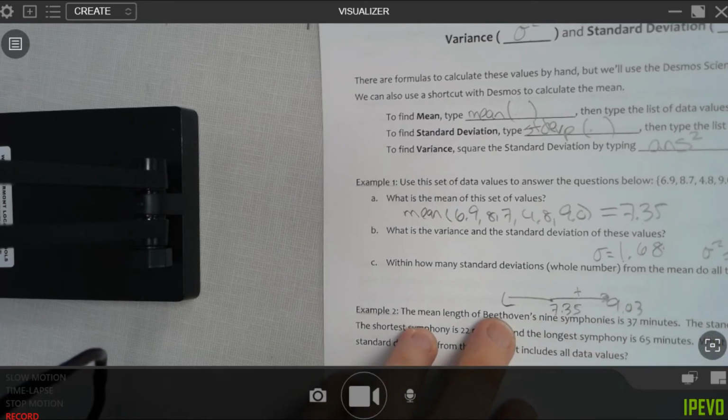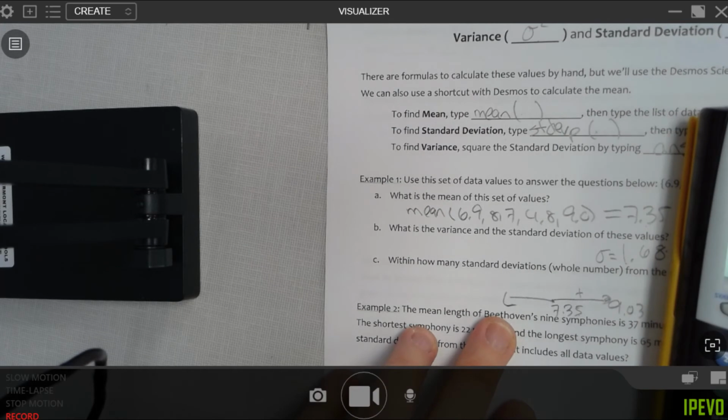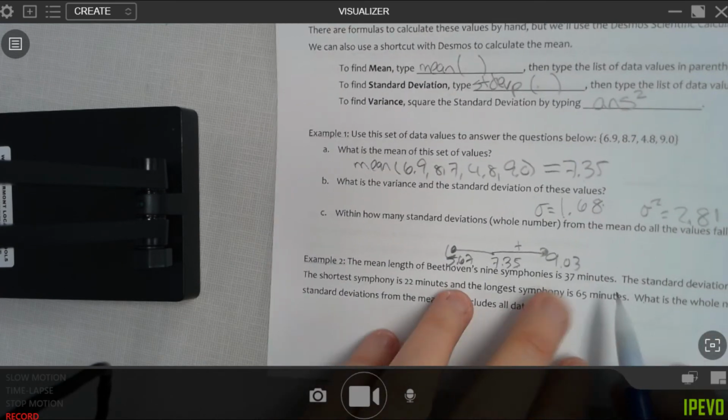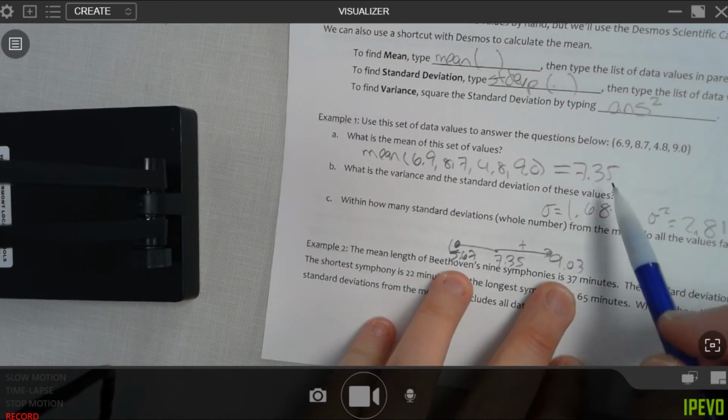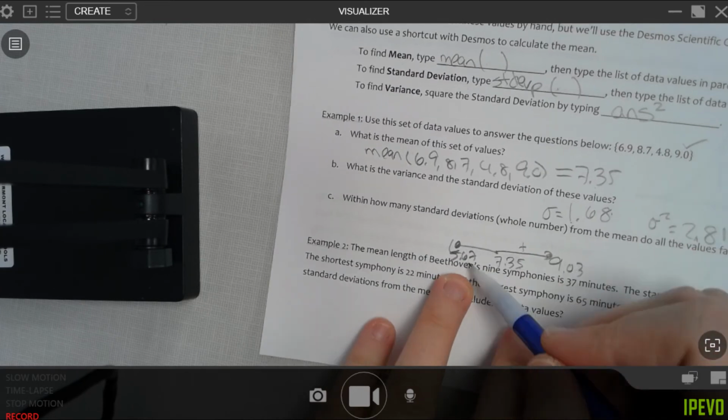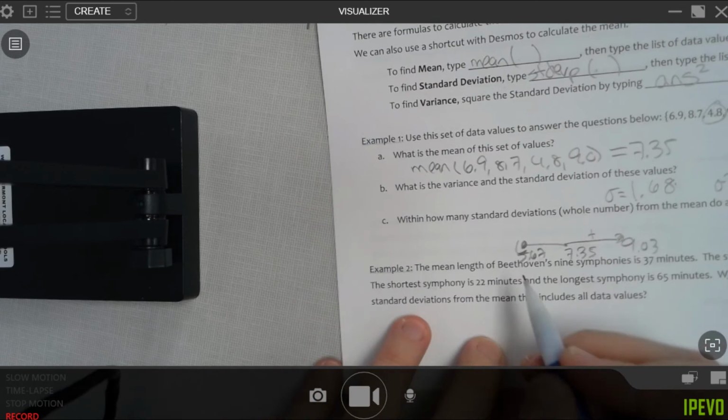And I'm going to do 1 minus it. So that's called one standard deviation within our mean, 5.67. So then I look, do all my data values fall between 5.67 and 9.03? So the top does, so that's good, but the bottom does not. I have a 4.8. So I have to subtract another time.